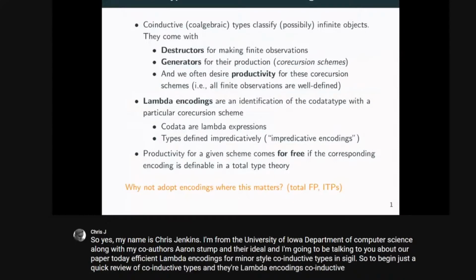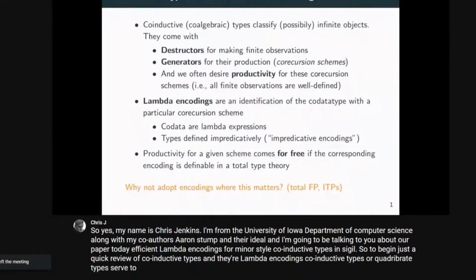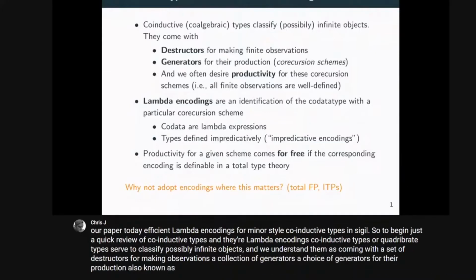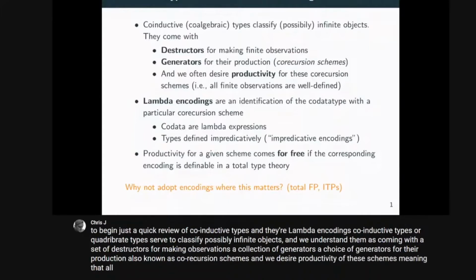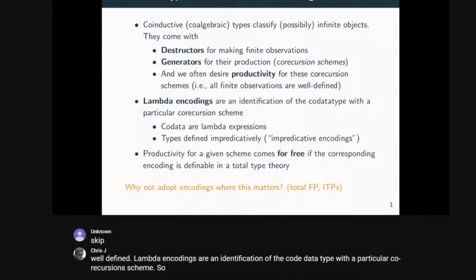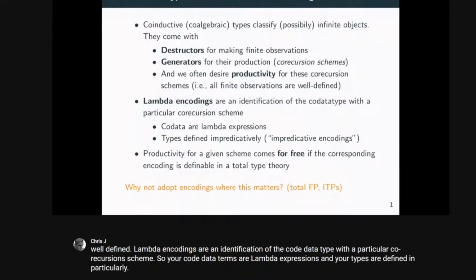Coinductive types, or codata types, serve to classify possibly infinite objects, and we understand them as coming with a set of destructors for making observations, and a choice of generators for their production, also known as co-recursion schemes. And we desire productivity of these schemes, meaning that all finite observations we make of them with destructors are well defined. Lambda encodings are an identification of the codata type with a particular co-recursion scheme. So your codata terms are lambda expressions, and your types are defined impredicatively. So you also hear the terminology impredicative encoding.